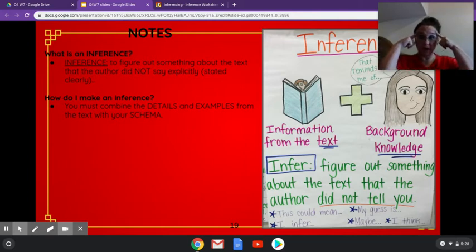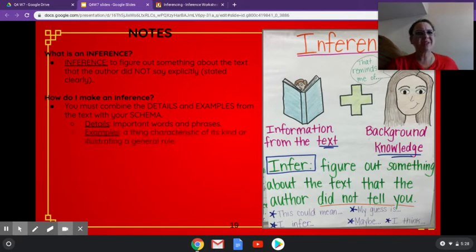Okay, so you're combining both of those in order to come up with an inference. You need the details. Details are the important words and phrases. Examples are things like characteristics of its kind or illustrating a general rule. Your schema is any of your prior knowledge and background knowledge.